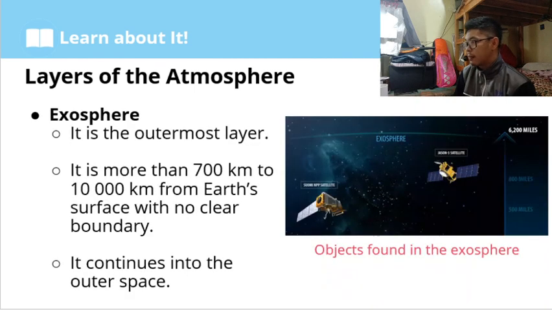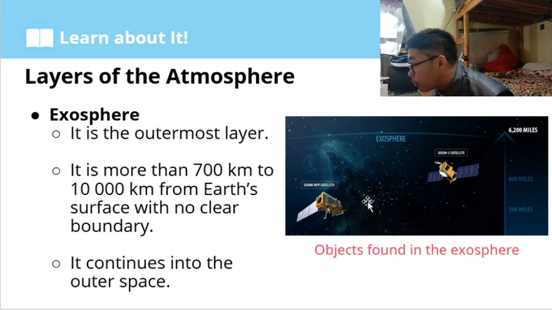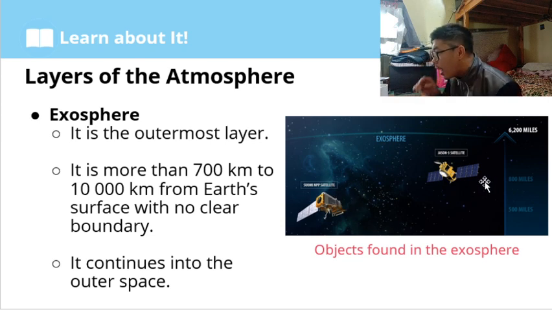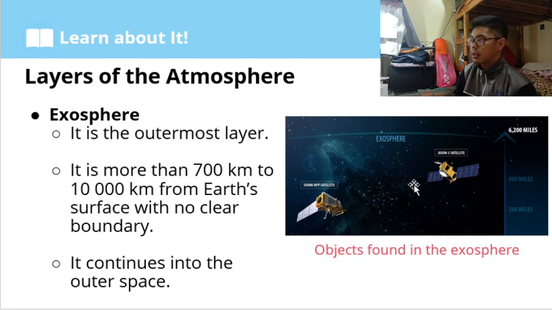What else? Sa Exosphere, nothing much because this is already your outer space, no? Outermost layer around 700 to 10,000 kilometers from Earth's surface with no clear boundaries. It continues into the outer space. So, objects found in the Exosphere are what you call your mga higher ones, no? Jason 3 satellite. So, these are actually the ones that are being manned by rich countries, no?